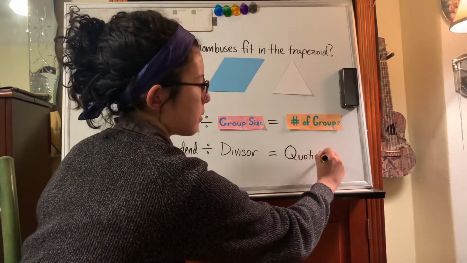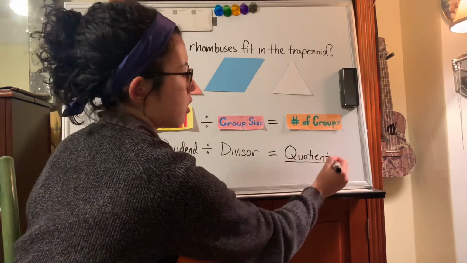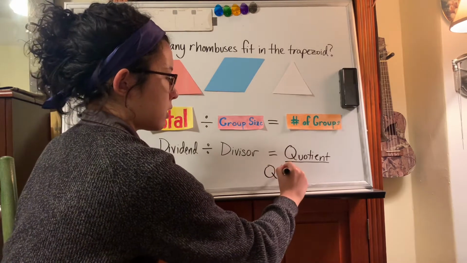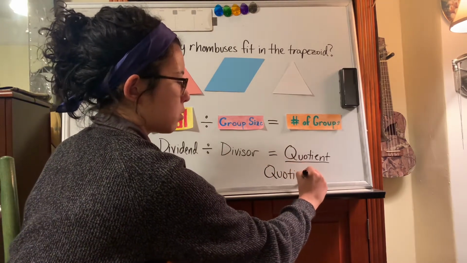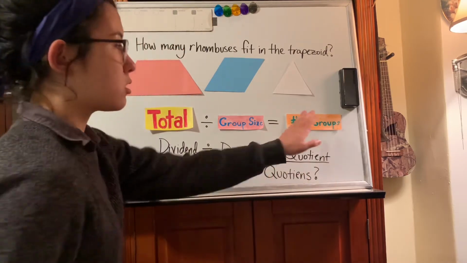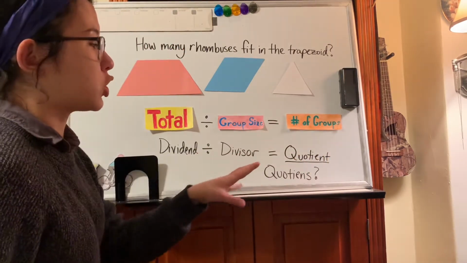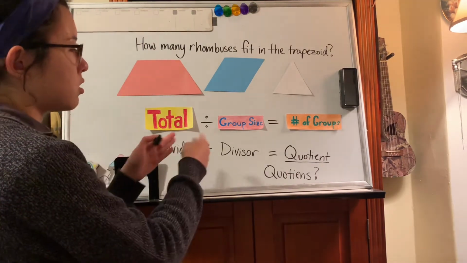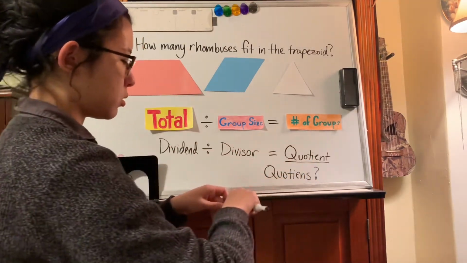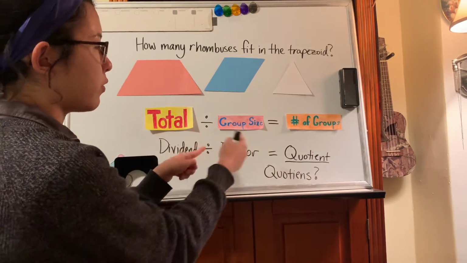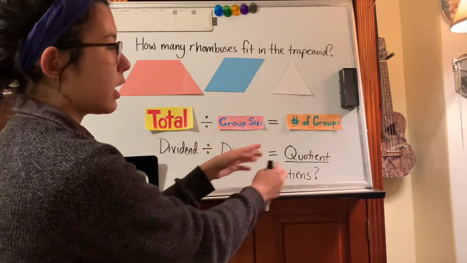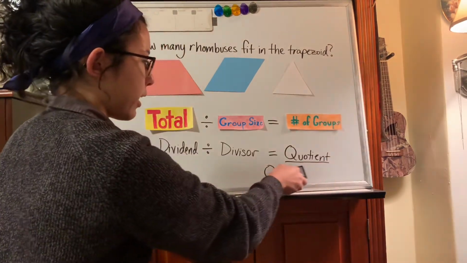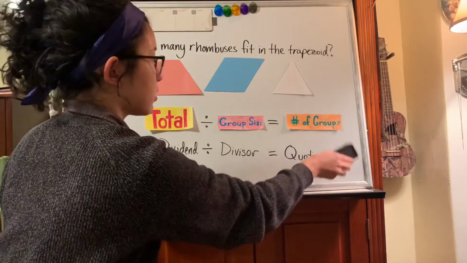In class, we talked about the fact that the word quotient comes from the Latin word quotiens, which means how many. So it has its roots in this word, which means how many. And the quotient answers that question, how many groups? The dividend divided by the divisor equals the quotient. You start with one number, you divide it up into groups of a certain size, and you get a certain number of groups.